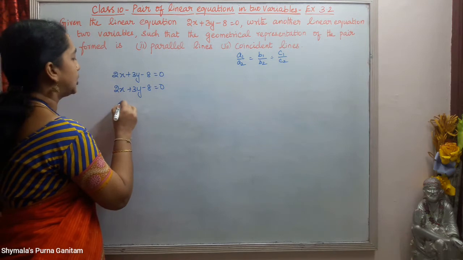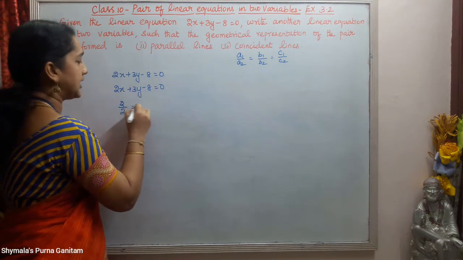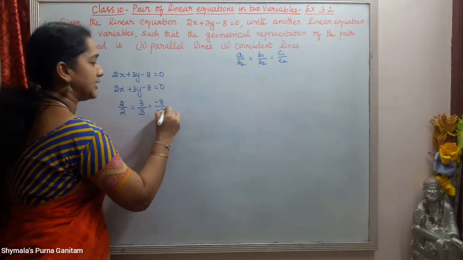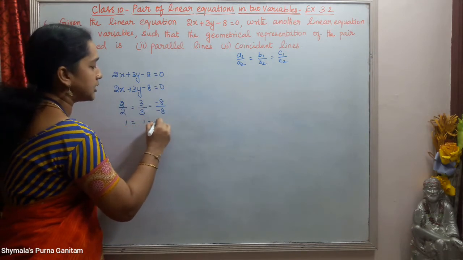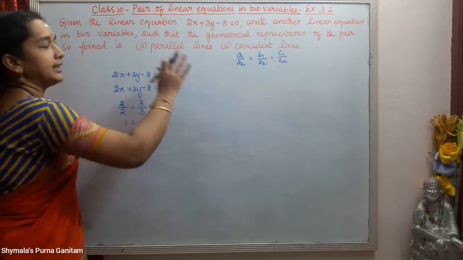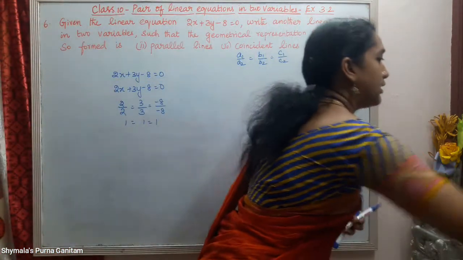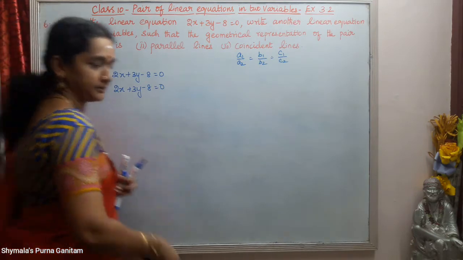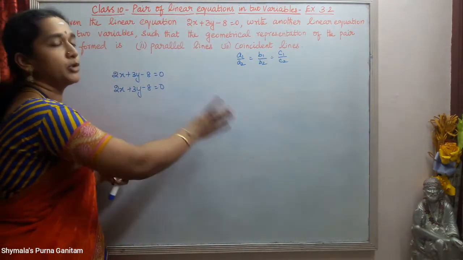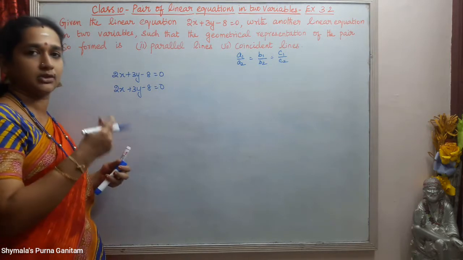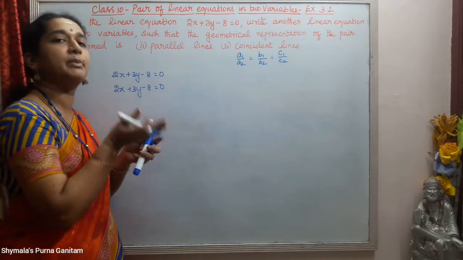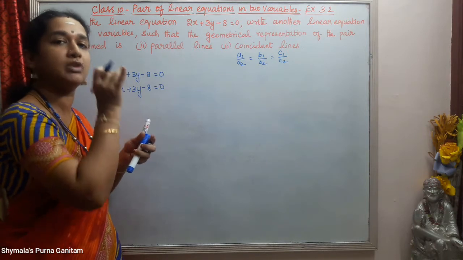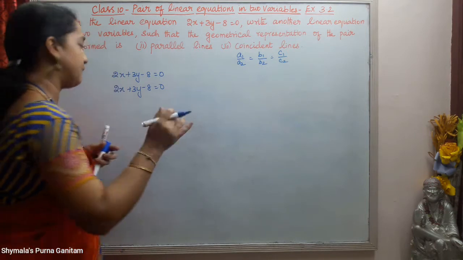Okay, that is 2 by 2 is equal to 3 by 3 is equal to minus 8 by minus 8. So what will we get? 1 is equal to 1 is equal to 1. So we will get the required condition. So the line I'm going to take is the same line. Okay, so that same line I'm going to plot 2 times. So obviously one line will be overlapping with the other one. So the solution will be overlapping with the same line.